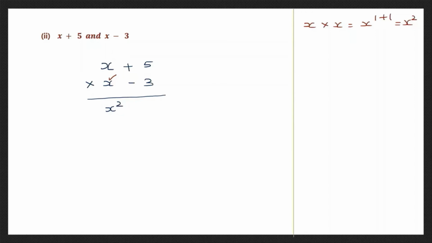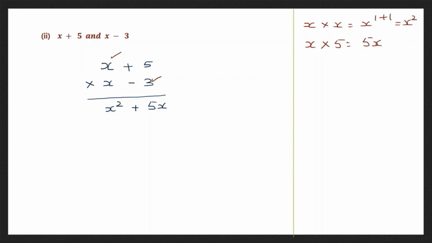Now we are going to multiply x with 5. So x and 5 we will multiply. X into 5 is 5x. So let's write that down here, plus 5x. So we finished multiplying with x. Now we're going to multiply with 3. So we'll do 3 into x. 3 into x will be 3x. So we'll put it in this column.